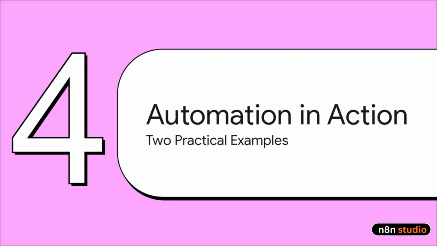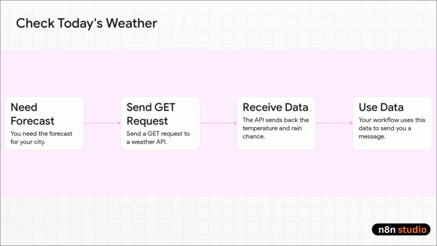All right, that's enough theory. Let's see how this all comes together in the real world. We're going to walk through 2 super practical examples that show just how powerful these simple commands can be. Let's start with a simple one. Say you want your n8n workflow to send you a weather update every morning. First, your workflow needs that info, so it uses the HTTP node to send a GET request to a weather API, basically asking, hey, what's the weather in New York? The API then sends back a response with the temperature. And boom, your workflow can grab that data and send you a custom message, totally automated.